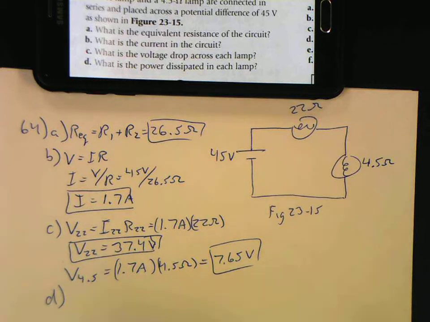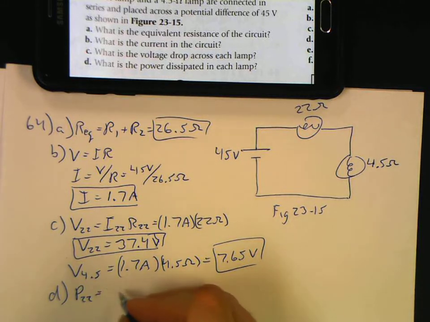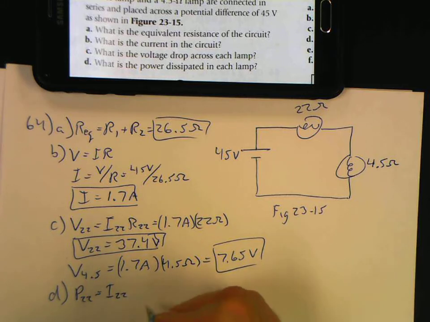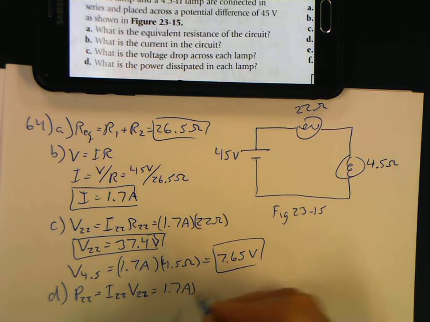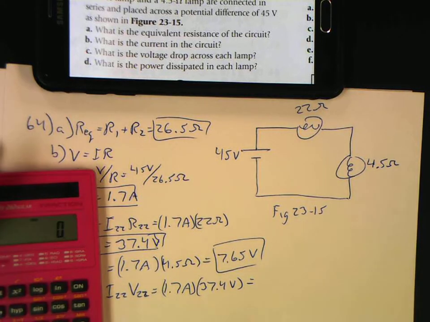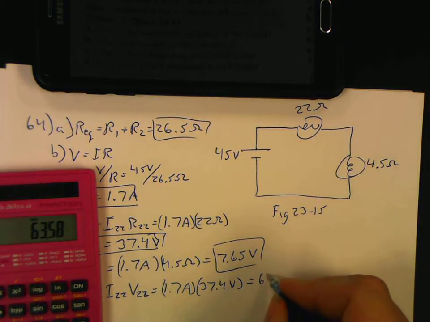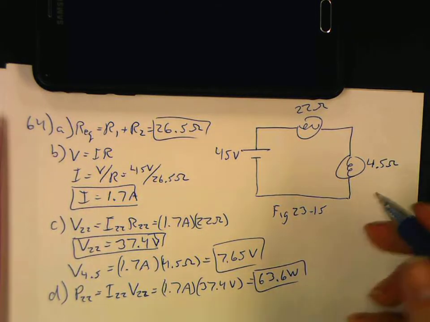Then for part D, they would like to know what is the power dissipated in each lamp. So the power dissipated by the 22 ohm lamp is equal to the current going through the 22 ohm lamp multiplied by the voltage consumed by the 22 ohm lamp, and we know both of those values. So 1.7 amps multiplied by 37.4 volts, 37.4 times 1.7, is 63.6 watts. Not being very good with significant digits, but that's okay.